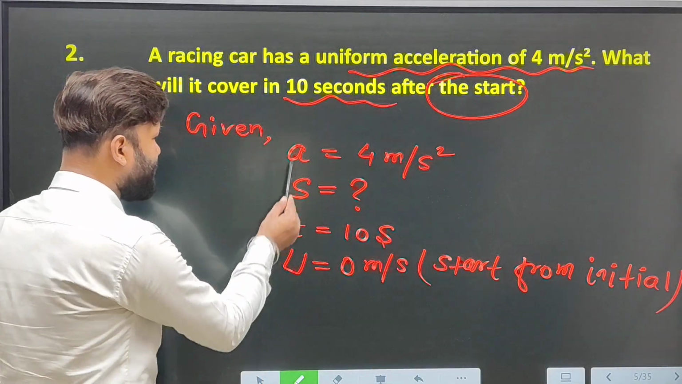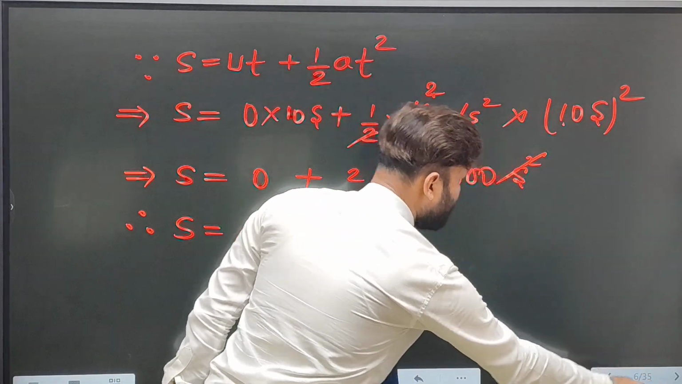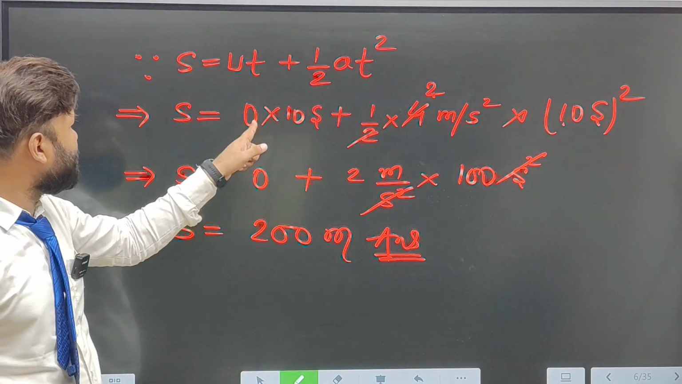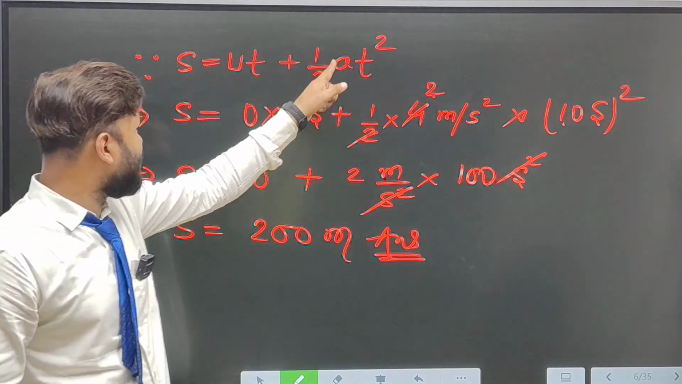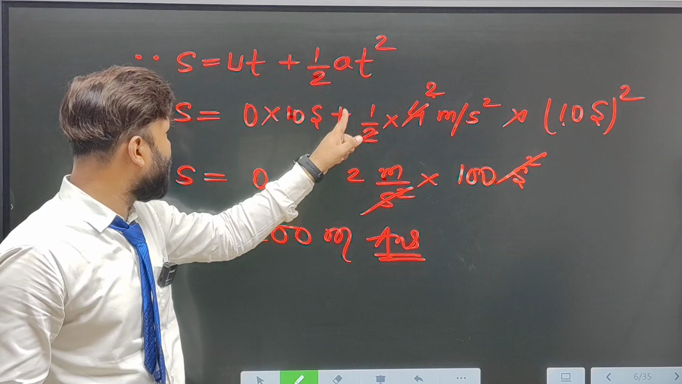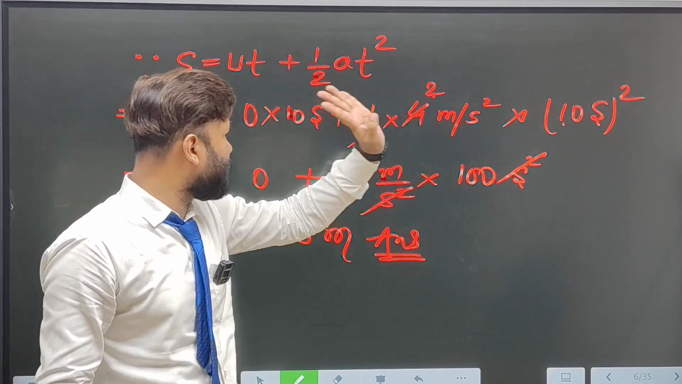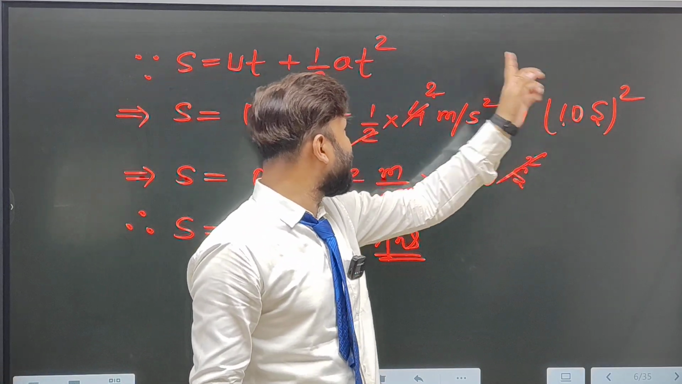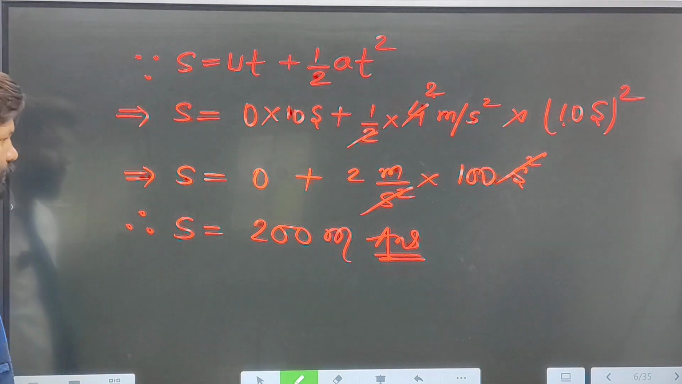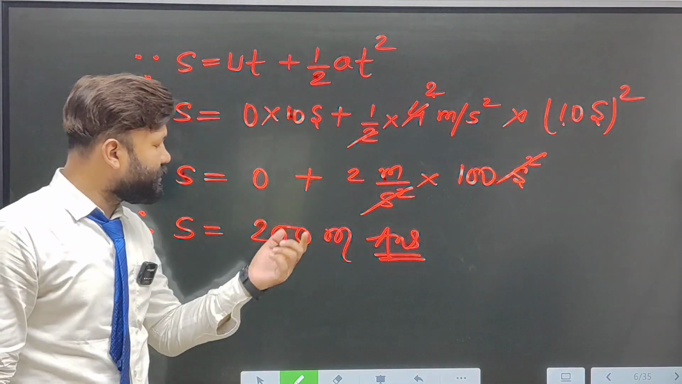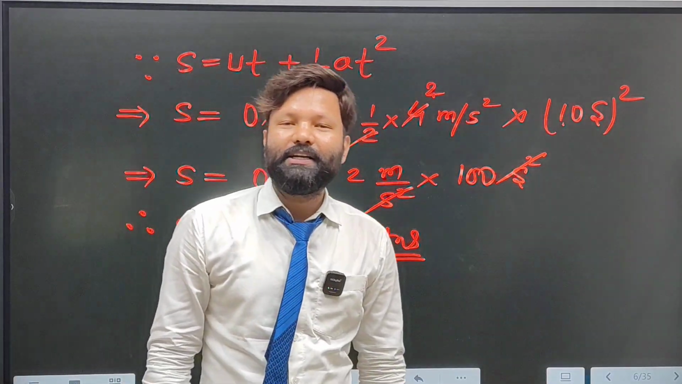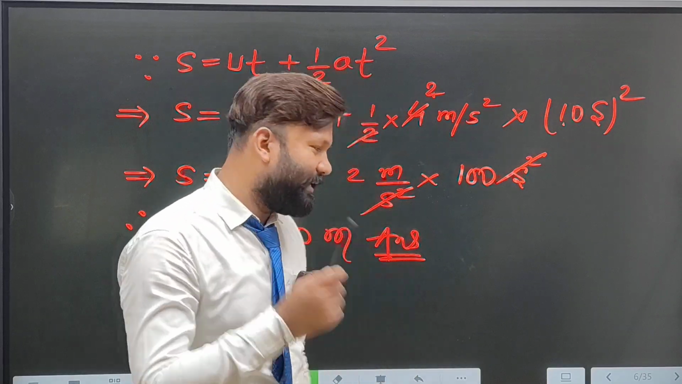U is given, T is given, A is given. So U is 0, time is 10 seconds, half times A, 4 meter per second square, times time 10 seconds square because it is T square. So from here we find the distance, 200 meter. Let's move to question number 3.